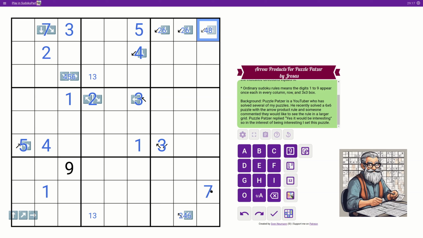But that gave me a 1 here. Does that help with anything? It doesn't look like it. Interesting. It doesn't help with anything. That's quite weird.